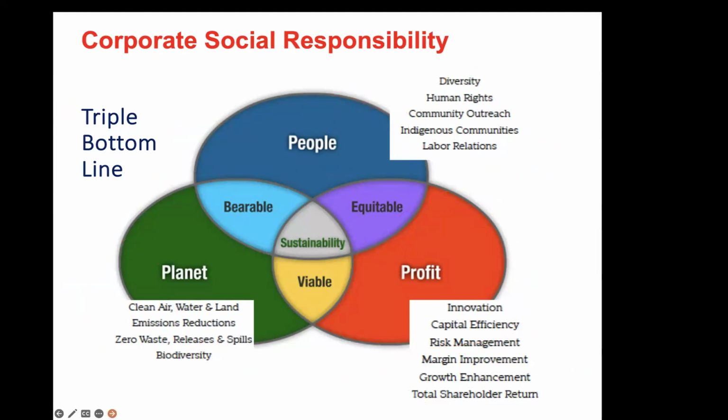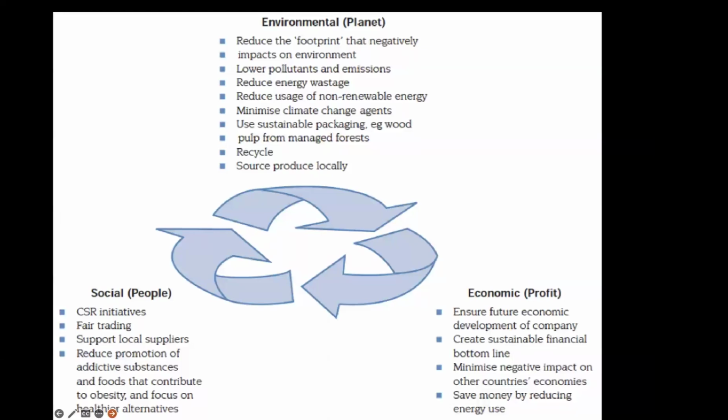Let's move on. So here's an example of the triple bottom line. This is from my book, where you have economic activities that will generate shareholder profits, social activities that will generate societal returns, and environmental planet-related strategies that the company can employ.